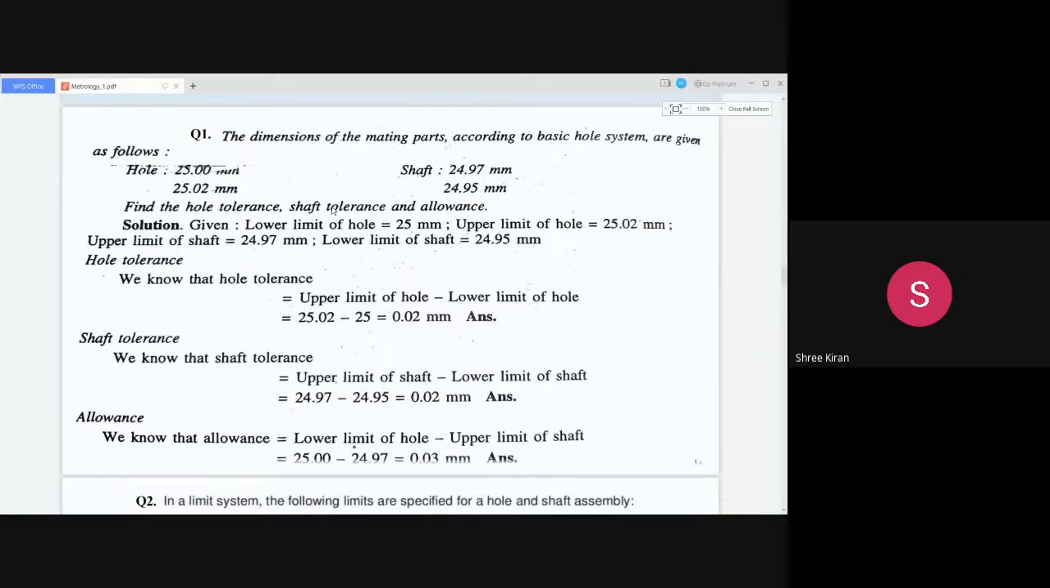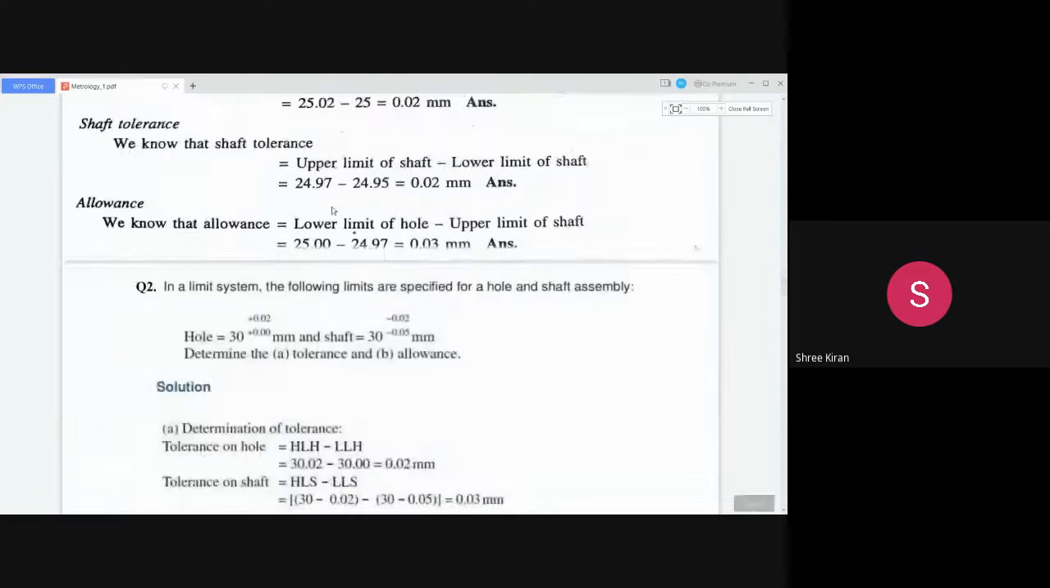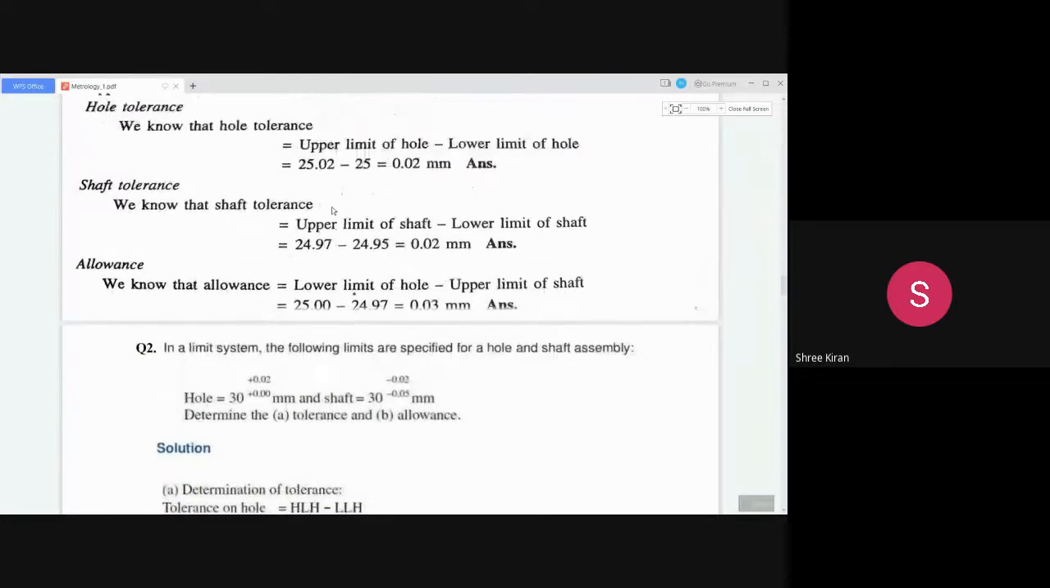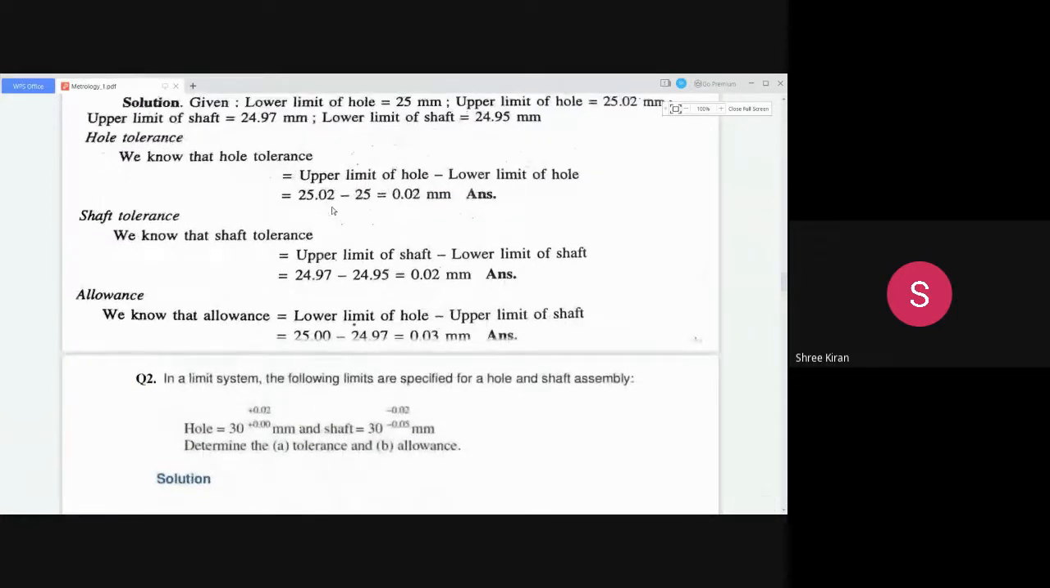So what is this related with? Now can anyone of you tell me how you can relate it? Would anyone of you tell me why we require the tolerance, shaft elements in the case of mating parts? In the case of mating parts, we have learned a topic in that.